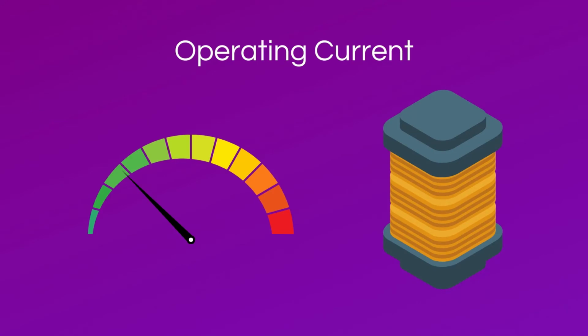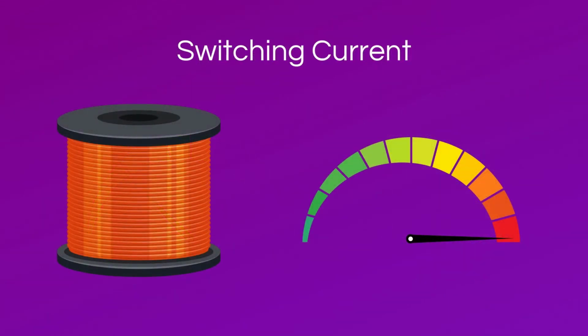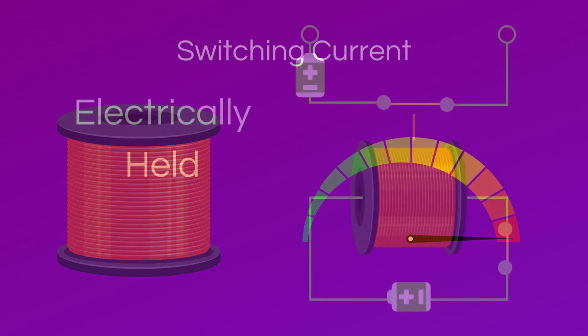Operating current is the current consumption of the coil when the relay is energized. However, there are limits to how much current a relay can handle, and that threshold is specified by the switching capacity. When the switching capacity limit is exceeded, damage to the relay is likely to happen.